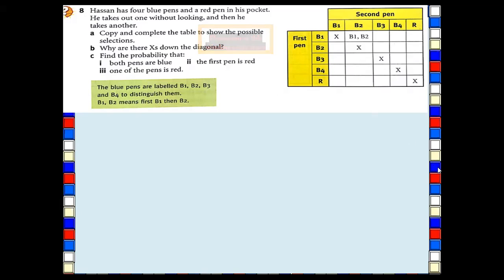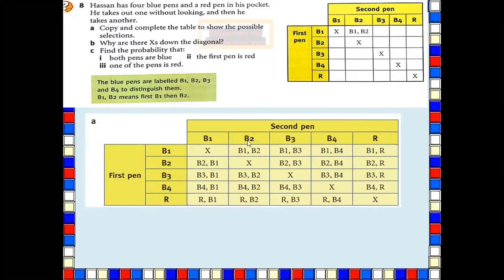Excellent, Tala. Thank you. So this is our table. Be careful with these types of questions when you fill tables. These are mutually exclusive outcomes. If they were not mutually exclusive, we could have B1 with B1, because you choose the blue color, then you put it back, then you choose another color. Okay, let's go to part B. Why are there X's? We said it already. Because these are mutually exclusive outcomes. When he chooses a blue color, he can't choose it again. He will choose another blue color, not the same one.